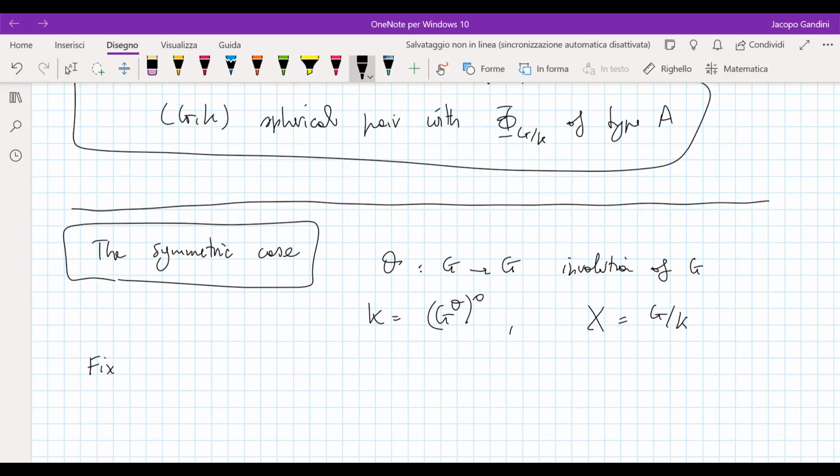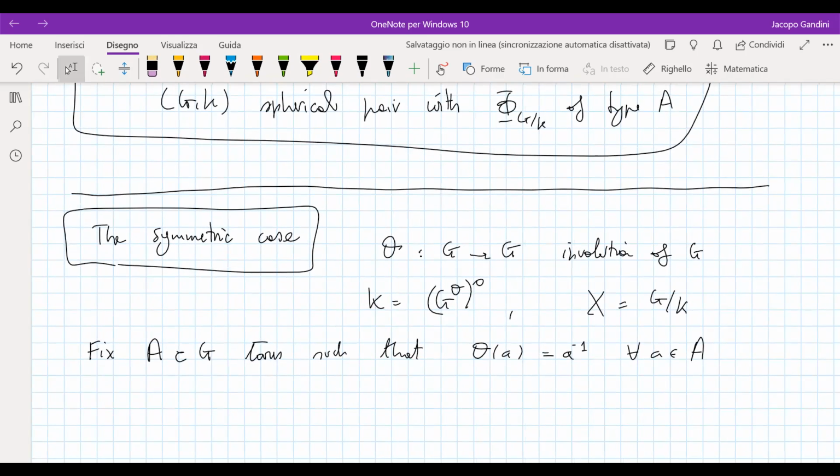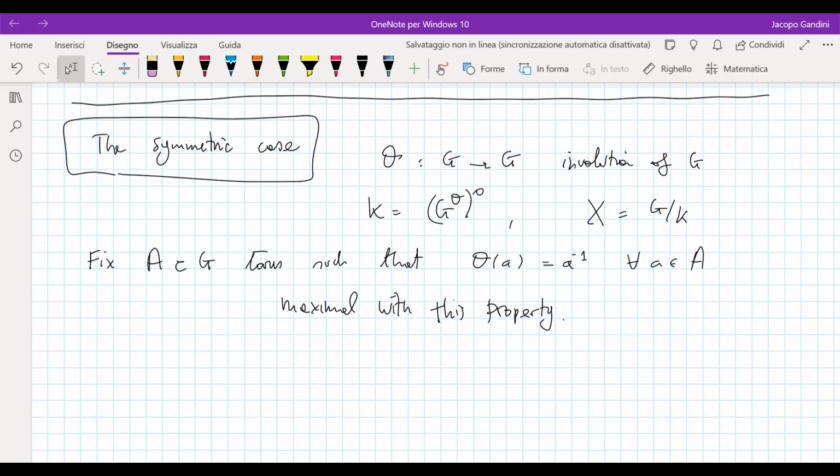First of all, we have to fix a torus A with this property: if you look at the action of theta on A, then it is just inversion. These are called split tori, and we take such a torus maximal with this property. This is typically called a maximal split torus.